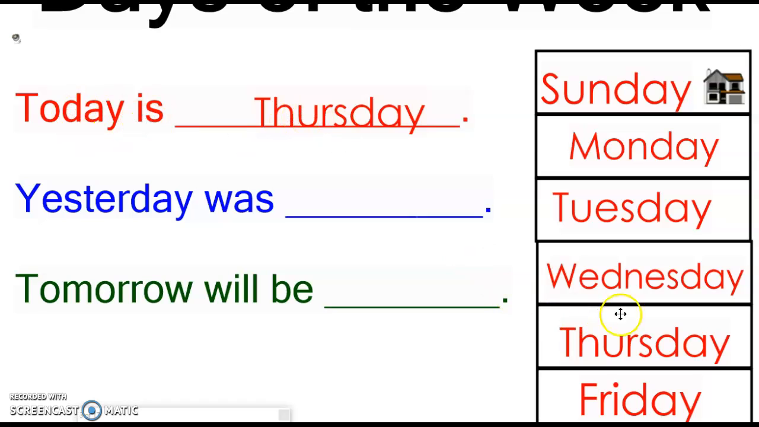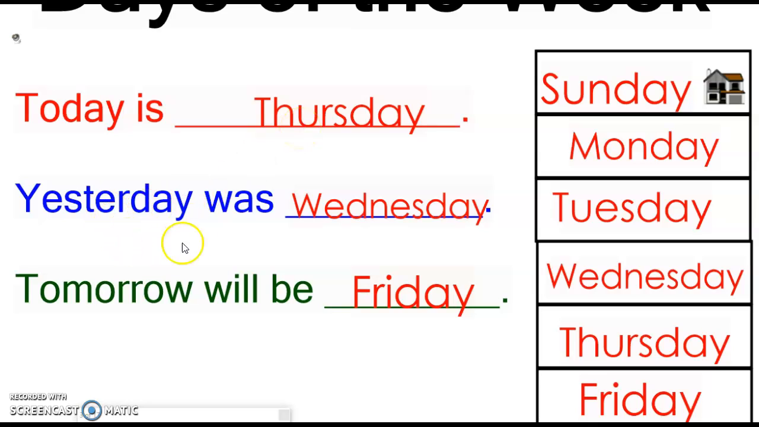Today is Thursday. If today is Thursday, what was yesterday? Yesterday is the day before. Yesterday was Wednesday. Now, if today is Thursday, tomorrow will be Friday. All right, let's read them all together. Today is Thursday. Yesterday was Wednesday. Tomorrow will be Friday.